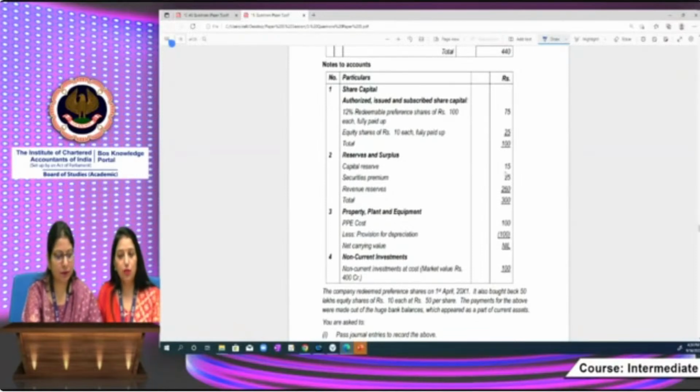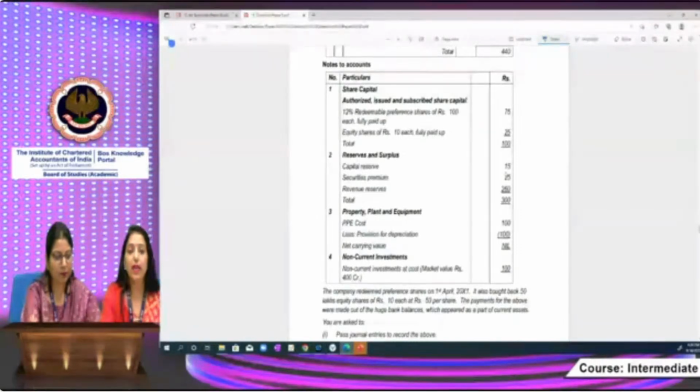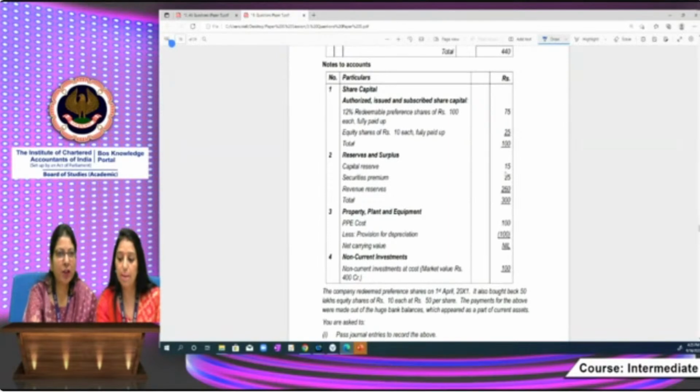In which the company redeemed preference share on 1st April 2001. It also bought back 50 lakh equity share. It is going to buy back 50 lakh equity share of rupees 10 each at 50 rupees per share. That means buyback price is 50 rupees per share. It means 40 rupees you are paying premium on buyback.